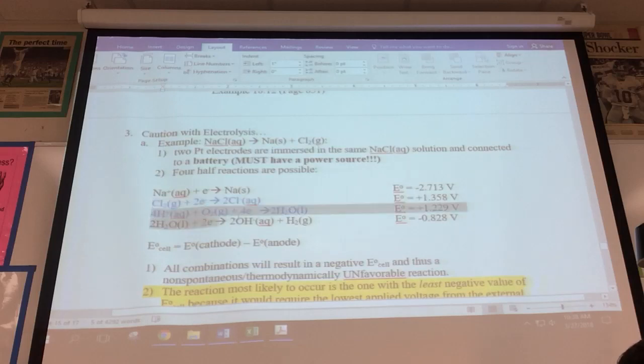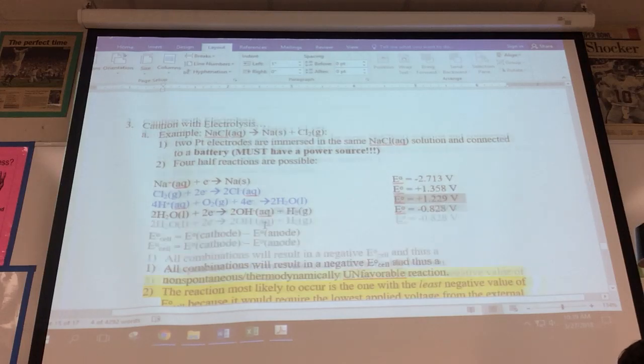Now look at the water reactions. Which equation is backward? Which one? The top one, this blue one? That should be reversed? Yeah. Should I reverse this sign? You better not, not if you want to do cathode minus anode.